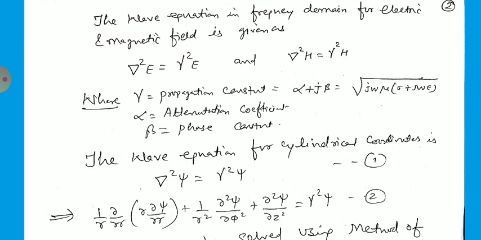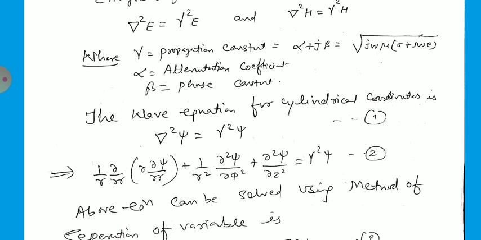The wave equation for the cylindrical coordinate system in a general way we can write in combined form, that is del square psi equal to gamma square psi, and if we use the cylindrical coordinate system then we can expand del square in the form of r, phi and z, and that is 1 by r multiplied by del by del r of r del psi by del r, plus 1 by r square del square psi by del phi square, plus del square psi by del z square, equal to gamma square psi.